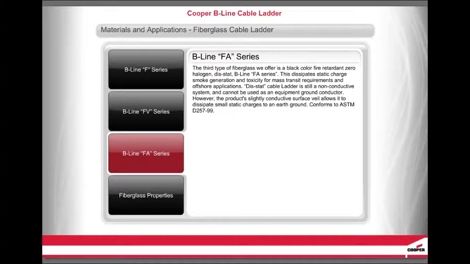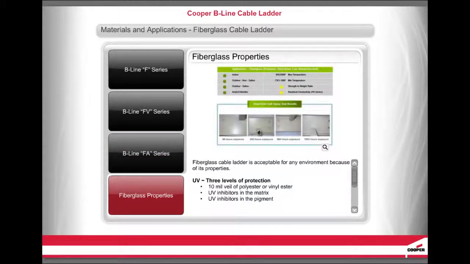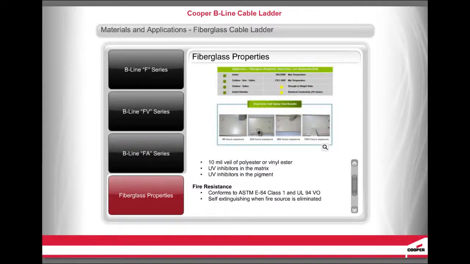Conforms to ASTM D257-99. Fiberglass cable ladder is acceptable for any environment because of its properties. UV: 3 levels of protection. 10 mm veil of polyester or vinyl ester. UV inhibitors in the matrix. UV inhibitors in the pigment.